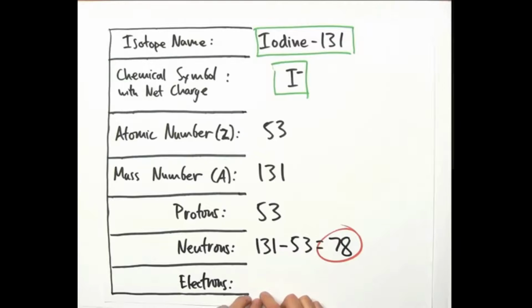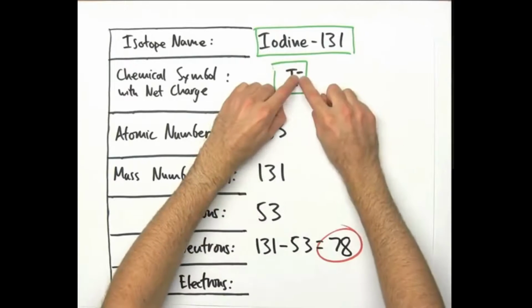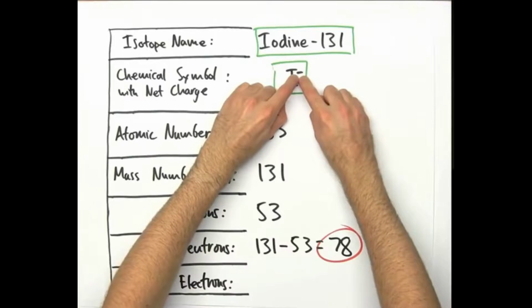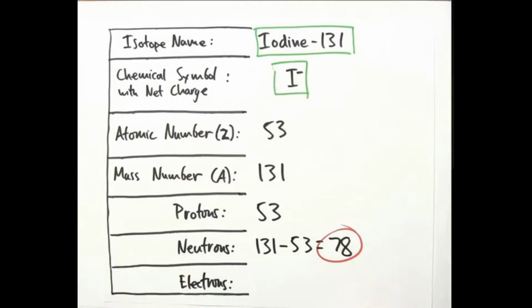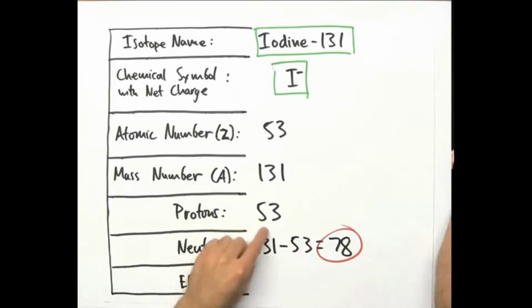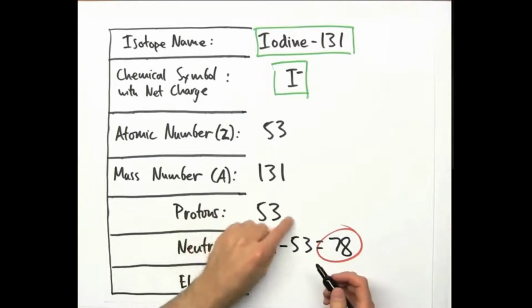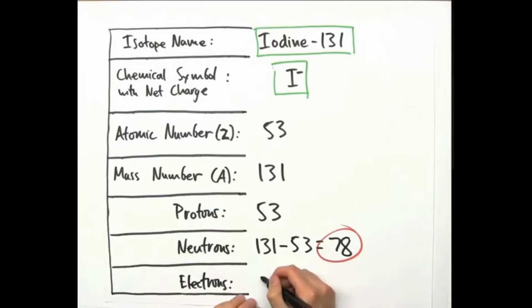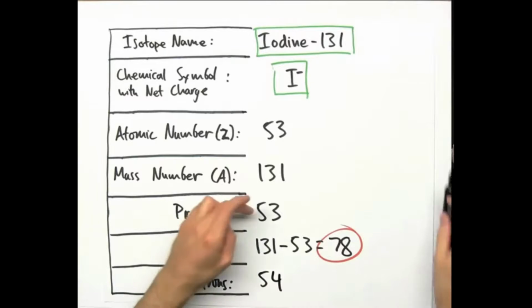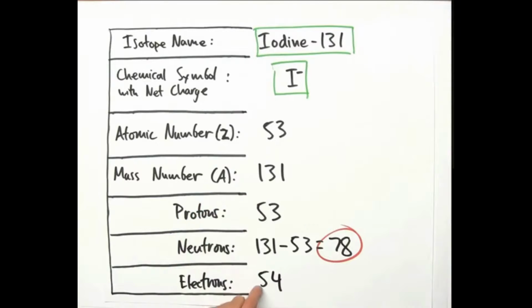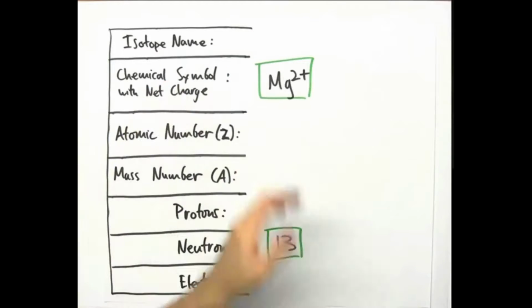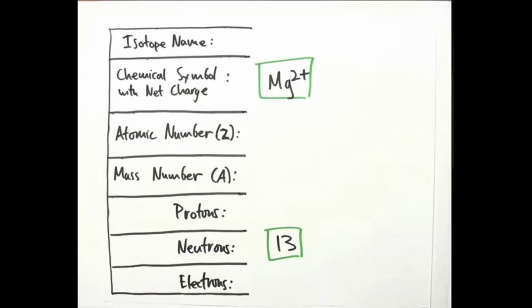And finally, the electrons. Up here on the chemical symbol, we get the net charge. It has a 1- charge. There's 1- there. So that means that we have to have one more electron than protons. So 53 protons, I can count. 53 protons, 54 electrons. And finally, Mg2+ with 13 neutrons.